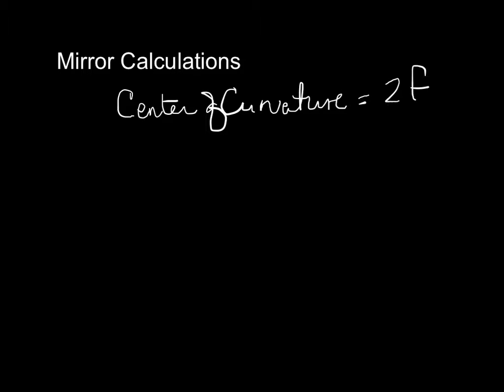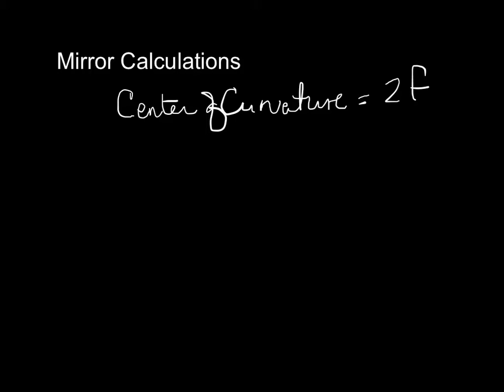To do calculations with the mirror, there are two main equations you need to know. You need to know that the center of curvature is twice your focal length. So if you're given your focal length, then you double it to get your center of curvature.